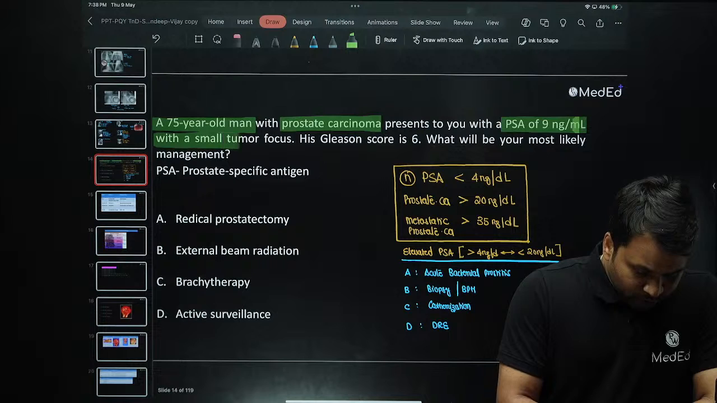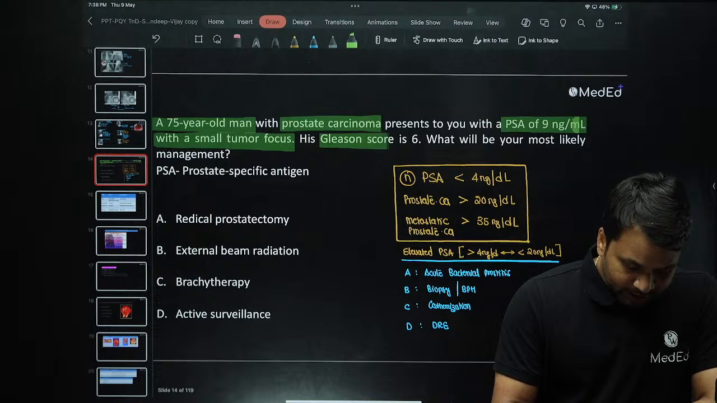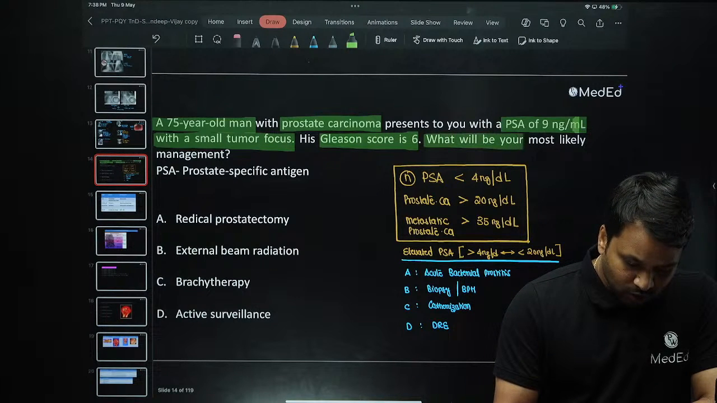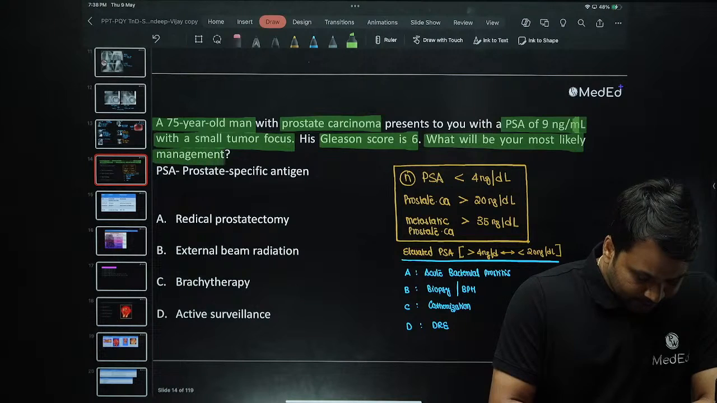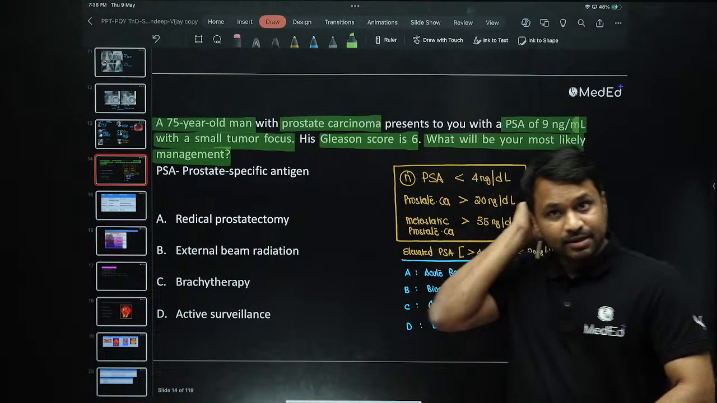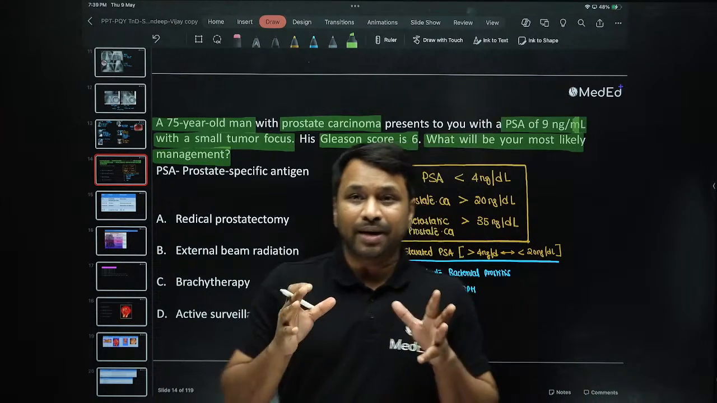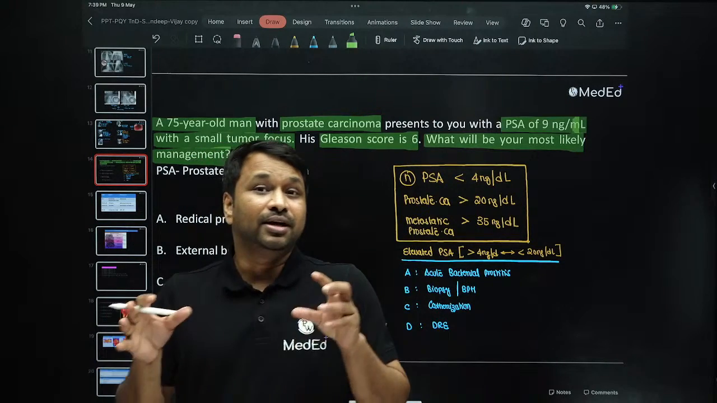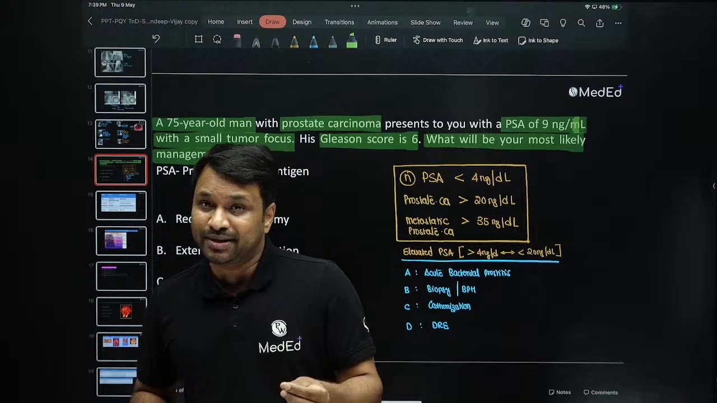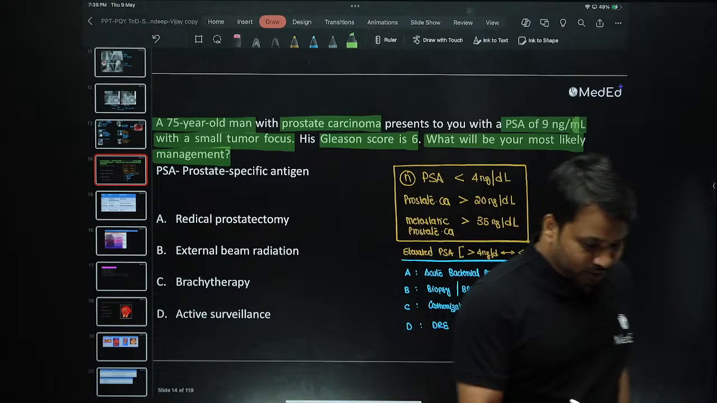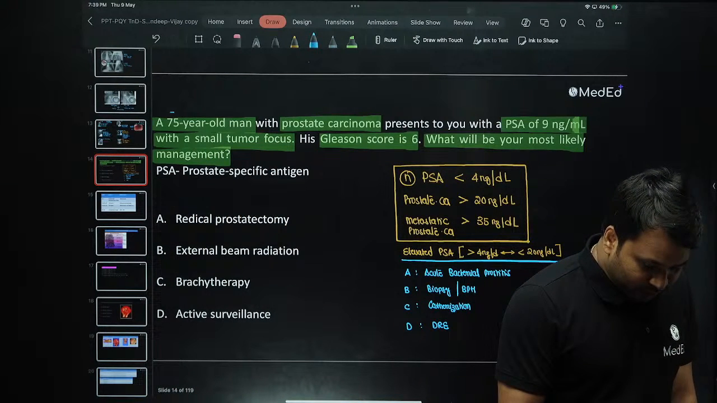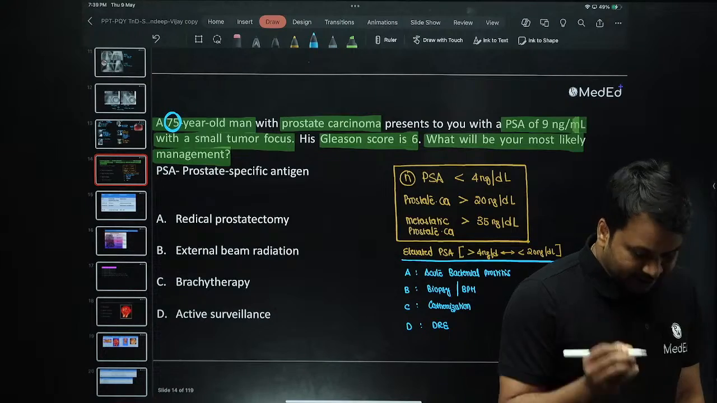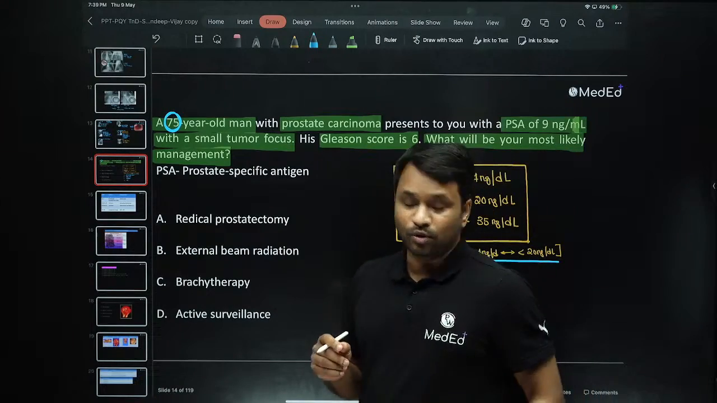With a small tumor foci. Now, his Gleason score is 6. What is your most likely management? Now, here is an important component. The management of prostatic cancers does not really depend on the stage, but it does depend on the age of presentation. And the whole trick to this question lay in the first point itself, that is a 75 years old patient.